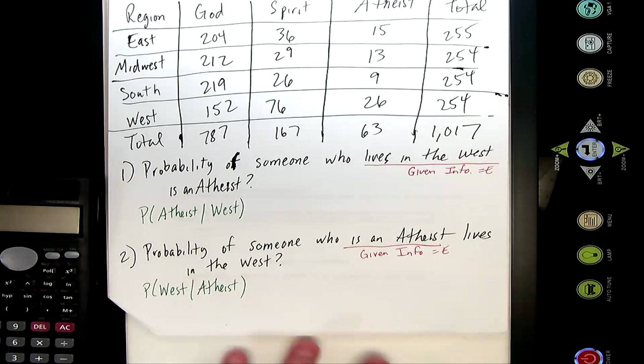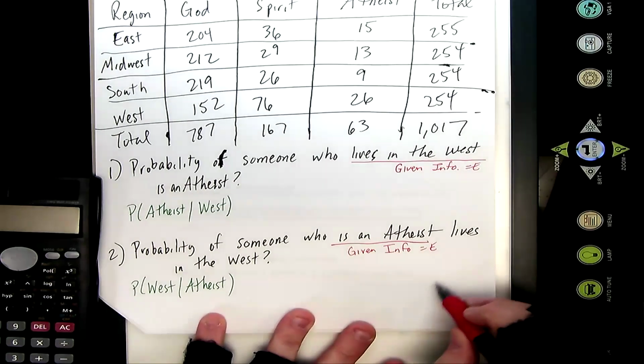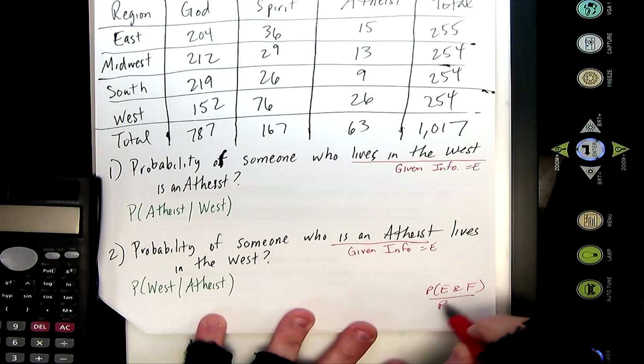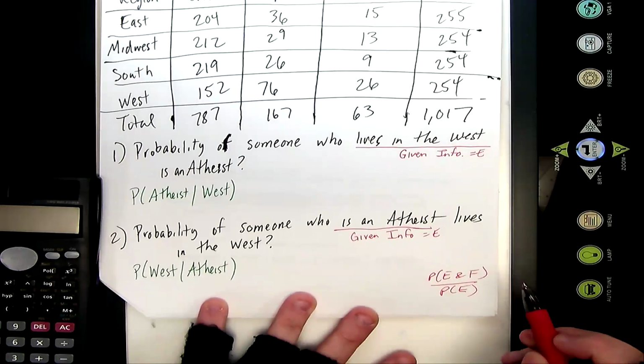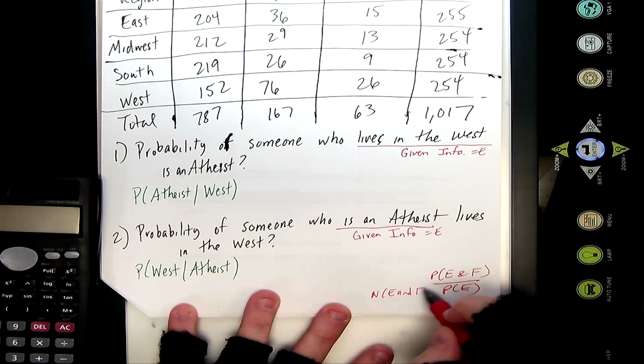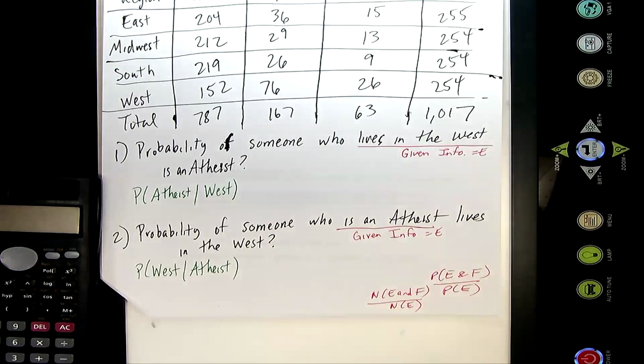Now, we had two versions of this. We could do the probability of E and F over the probability of E, or we could do the numbers in E and F over the numbers in E. Seeing as how we don't have probabilities already, don't switch to probabilities first.